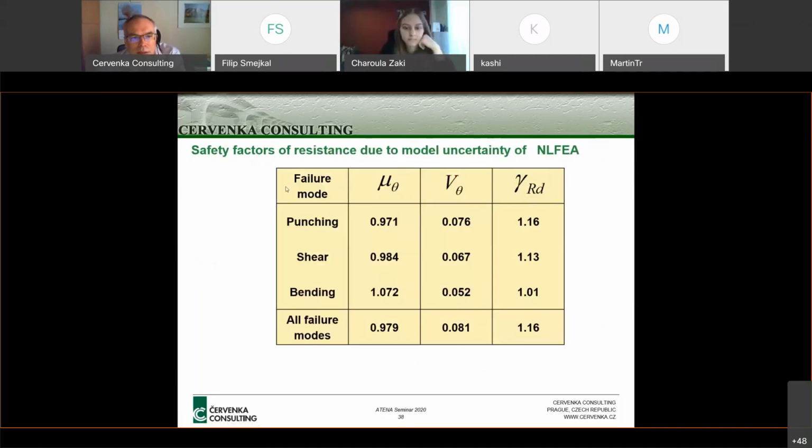And this summarizes the results. From all these tests, we could treat them separately to calculate the partial safety factor for model uncertainty for punching, shear, and bending. And if we take all these together, it would be 1.16. So in this way, we could consistently make an assessment of this model uncertainty, which of course then should be taken into account when making this global assessment.